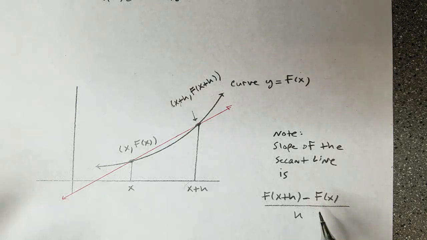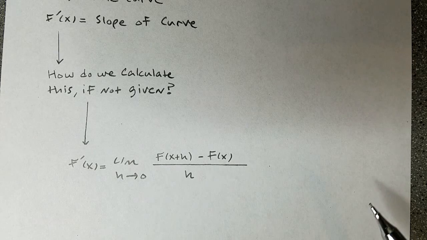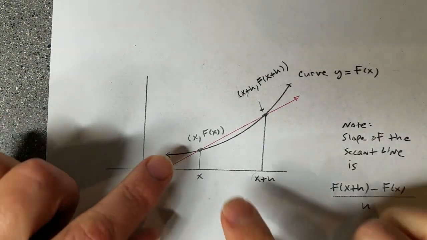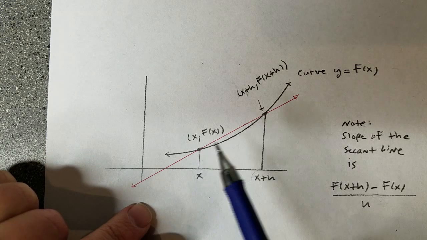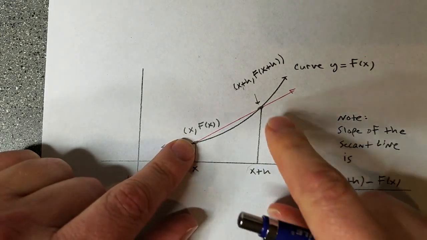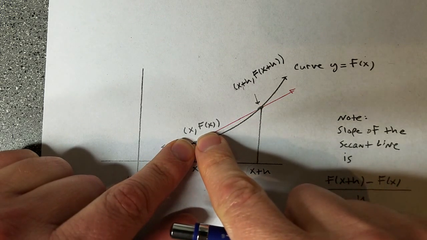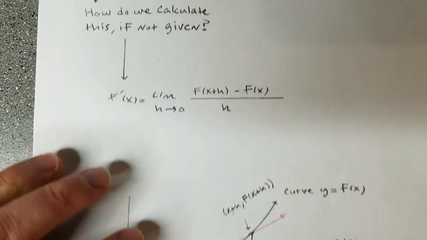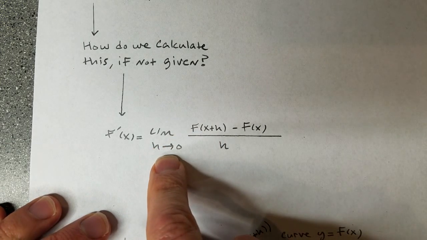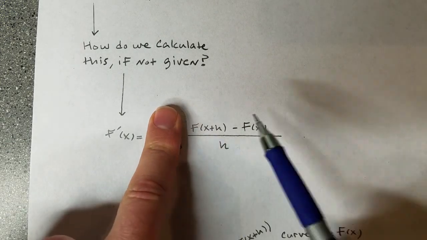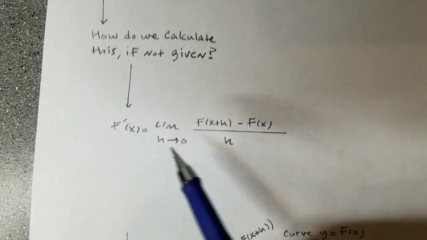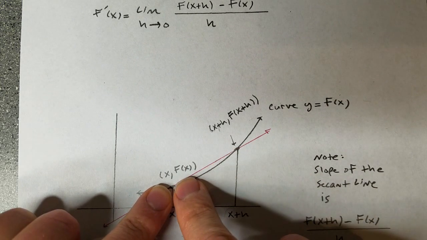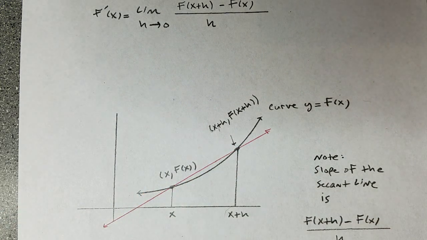Now, do you see why this could tell you the slope of the curve? How could I tell you the slope right at that point right there? I would have to do this, but I would have to push this point right up against that one. That's what the limit as h goes to 0 does. So this part is the slope of the secant line between two distant points, and that limit pushes them right up against each other.